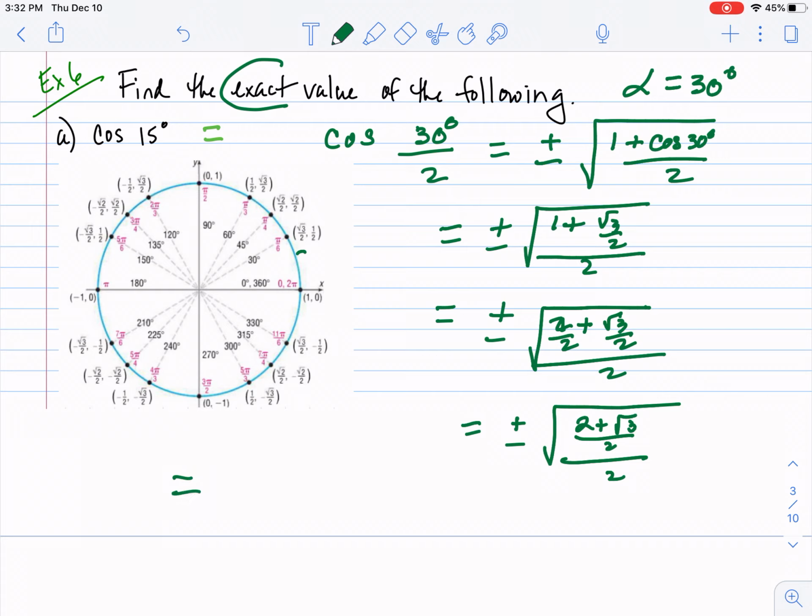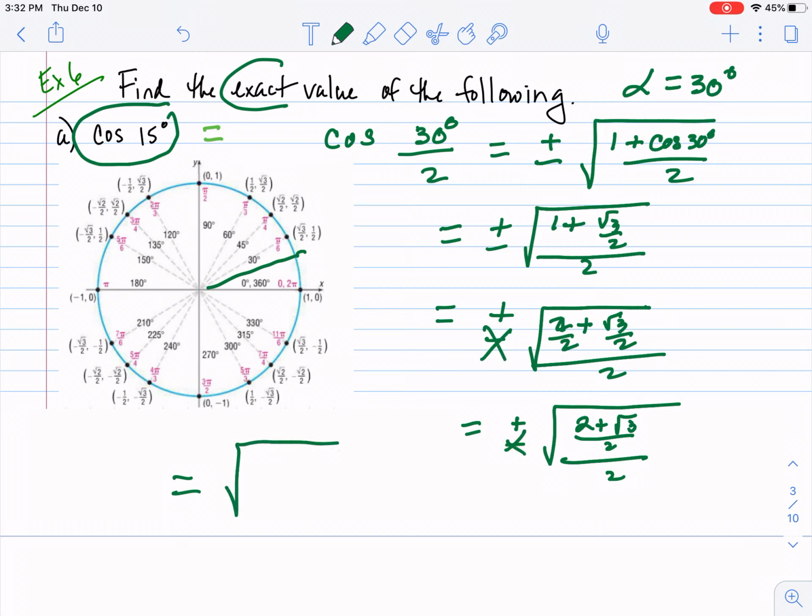Now, let me ask you something. If I'm asking for the cosine of 15 degrees, is that going to be positive or negative? Well, it's right here. I'm in quadrant 1, and the cosine is positive in quadrant 1, so let's get rid of that negative sign, okay?